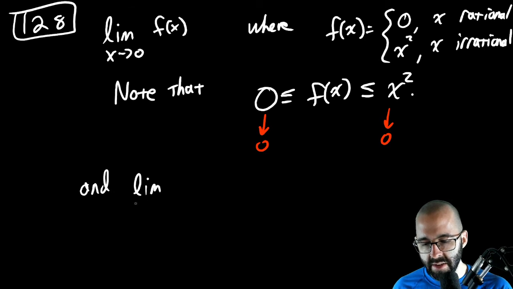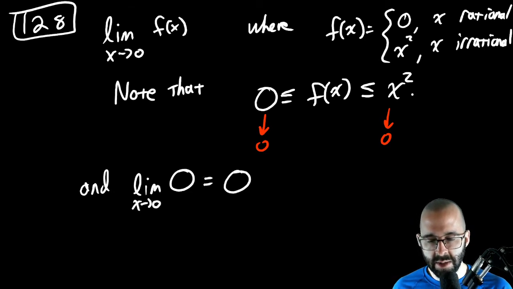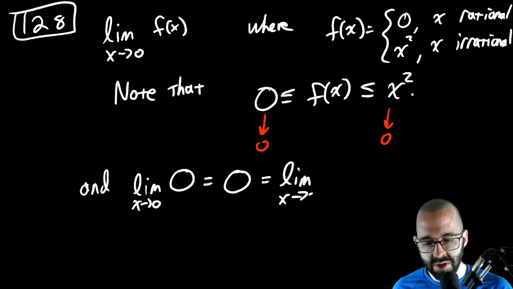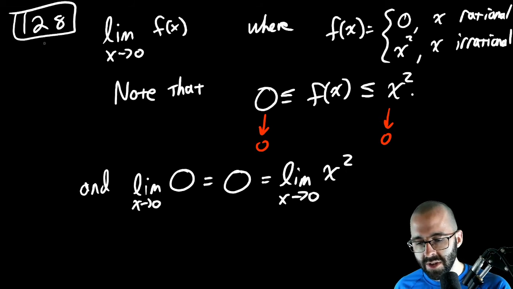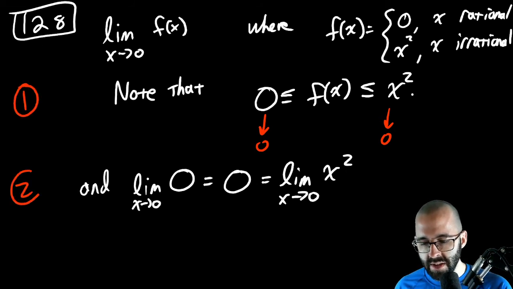And the limit as x approaches 0 of the lower function is equal to 0. And that's the same thing as the limit as x approaches 0 of the bigger function. This is a polynomial. We can evaluate this with direct substitution. So these are the two things we needed to check. 1 and 2. Check, check.